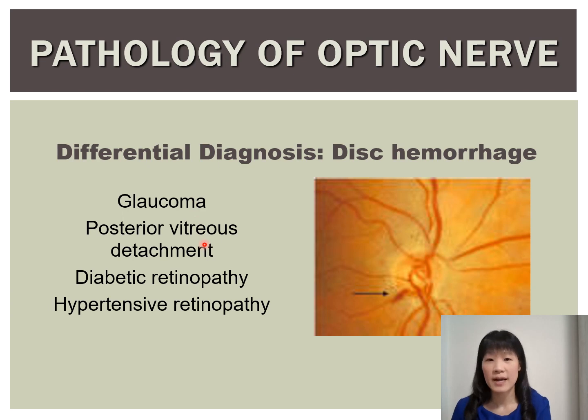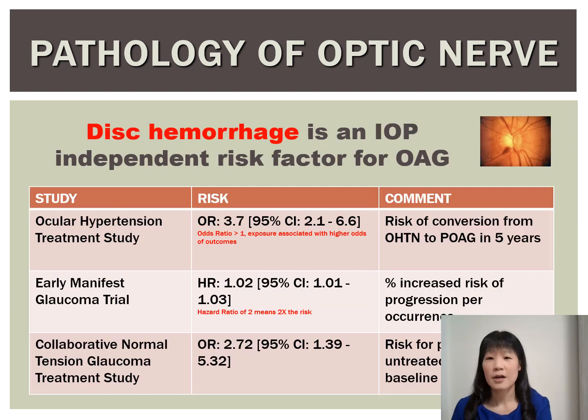Sometimes it can be from a hemorrhagic PVD. Sometimes they can be from diabetes or hypertension. But again, for the sake of this lecture, which is on glaucoma, we need to know that disc hemorrhages can be caused by glaucoma, and multi-center national studies, such as the Oates study and the Collaborative Normal Tension Glaucoma Treatment Study, have shown us that the presence of a disc hemorrhage in a glaucoma patient or in an ocular hypertension patient increases their odds ratio of glaucoma progression.